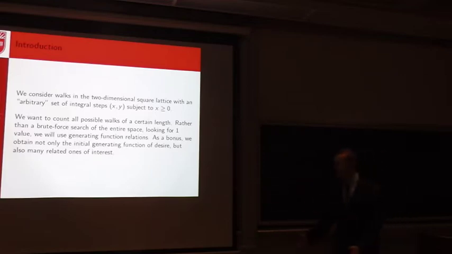We want to count all possible walks of a certain length, and we could brute force search this, looking for one value, but we can use generating function relations to do something a bit better, and which can end up leading to faster results. So these are non-intersecting, non-self-intersecting walks, right? Yes, these are self-intersecting walks.